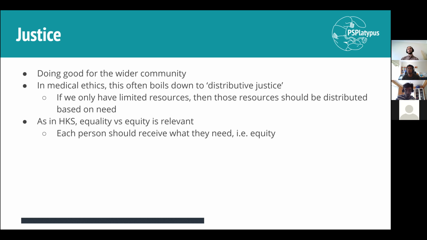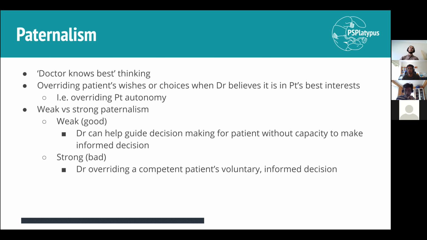So as in HKS, equality versus equity is relevant. So each person should receive what they need, that is equity. If you give everyone a Band-Aid, but only one person actually needs a Band-Aid, right? You're using up a bunch of Band-Aids, and then what if more people come and need Band-Aids later and you don't have enough? You've given out a bunch of Band-Aids that you didn't need to. So this is why you need to be specific to the patient's need and not at all regarding their social characteristics, because that would be discrimination.